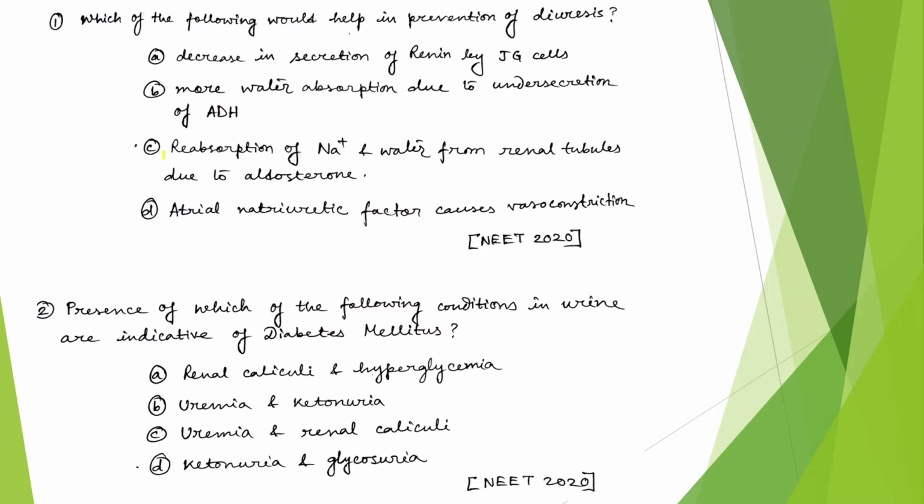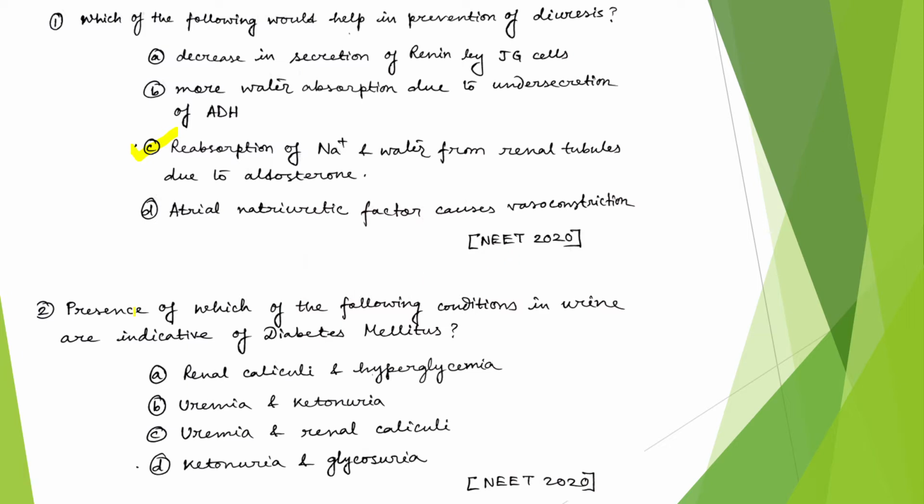Now the next option, reabsorption of sodium and water from renal tubules due to aldosterone. Yes, aldosterone causes reabsorption of sodium and water from renal tubules, and as the water is reabsorbed, the urine will be concentrated. So the correct answer would be option C. Let's see the next option also. ANF or atrial natriuretic factor causes vasoconstriction. It is absolutely wrong because it causes vasodilation. So the correct answer would be option 3 or option C.